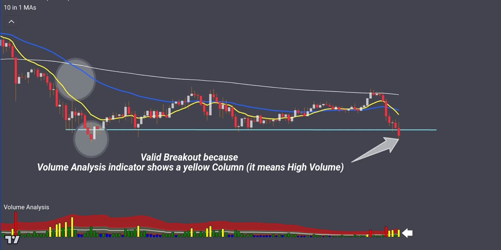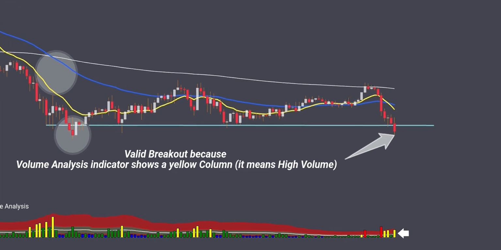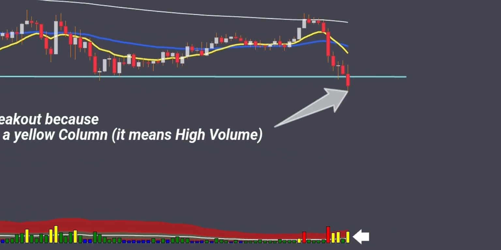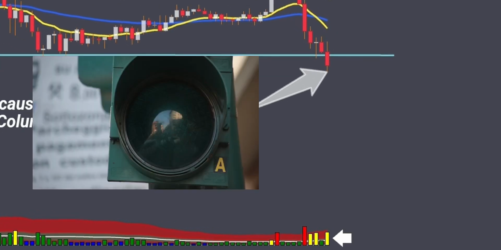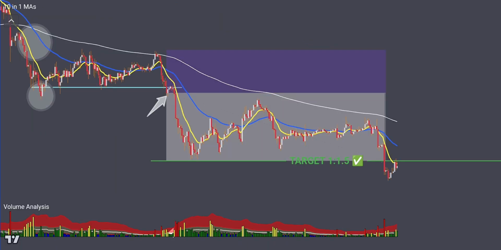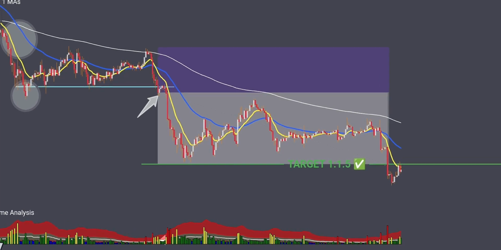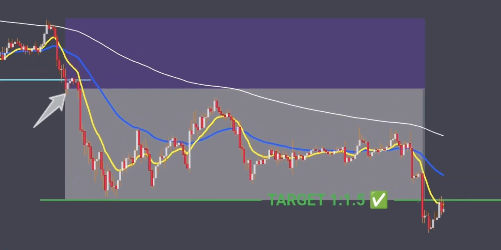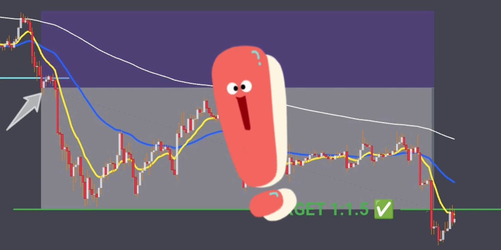And now, the support line has been broken downward once again, and simultaneously, a yellow-colored bar appeared on the volume analysis indicator. Entering the trade is now relatively safer. As you can see, we've reached our initial 1 to 1.5 target. It was a successful trade. The signals in this strategy are quite strong and have a high rate of reaching the target, but it's crucial for the trader to ensure that all conditions are met.